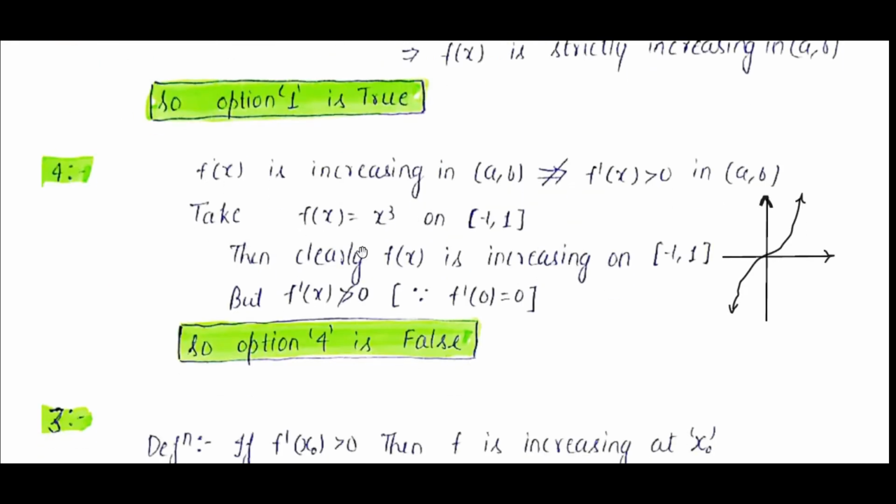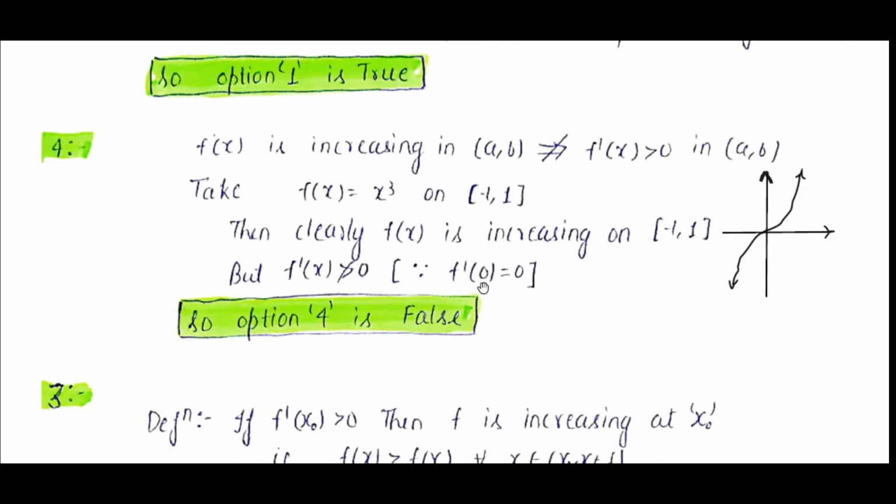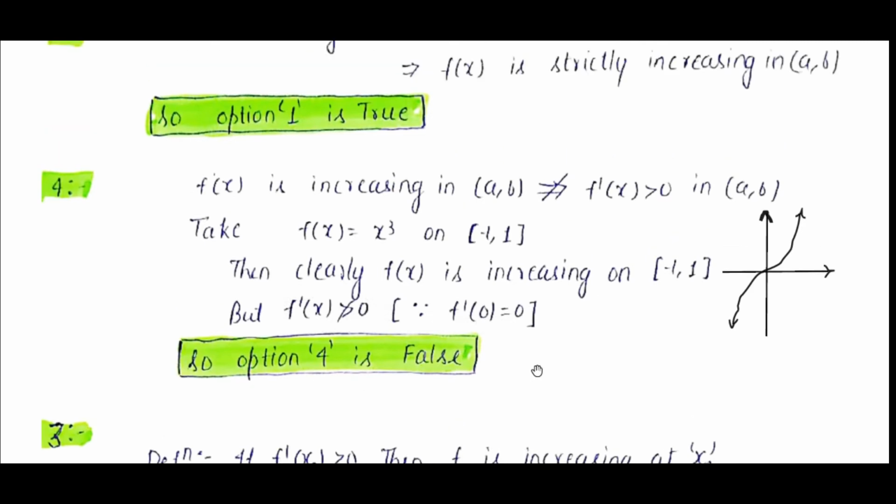We can take a counter example. If we consider the function f(x) = x cube on closed interval -1 to 1, then clearly we can see from the graph that x cube is increasing on -1 to 1. But since f'(0) equals 0, f' is not strictly greater than 0, it is greater than or equal to 0. So option 4 is false.